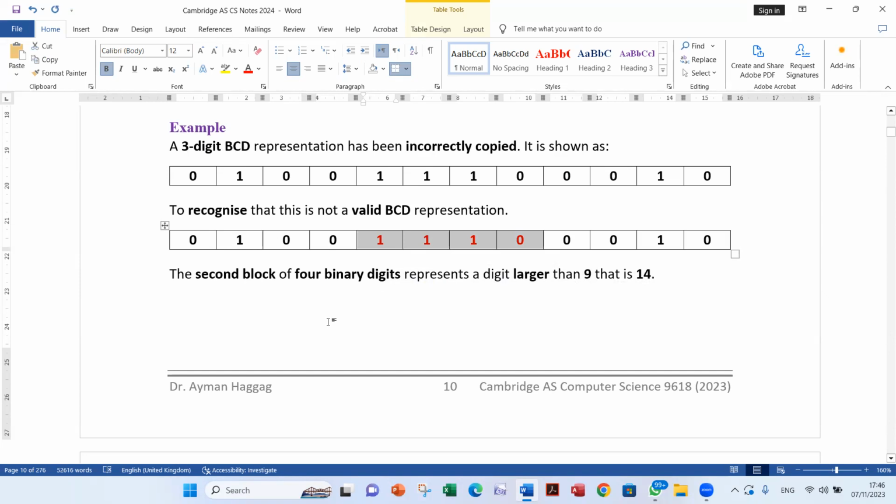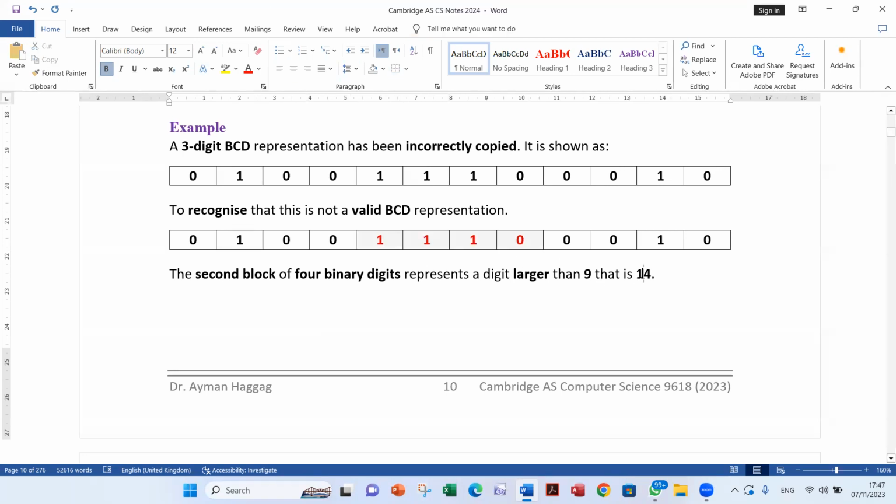The second block of 4 digits, the one highlighted in red, is a digit larger than 9. It is 14, and you cannot represent 14 in denary. So this is the mistake. That was the question, and that was the answer.